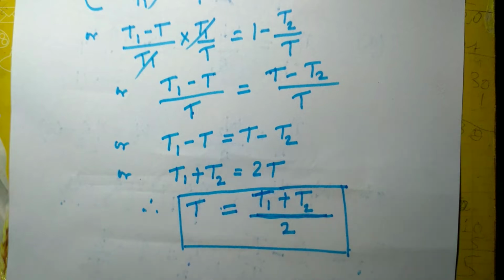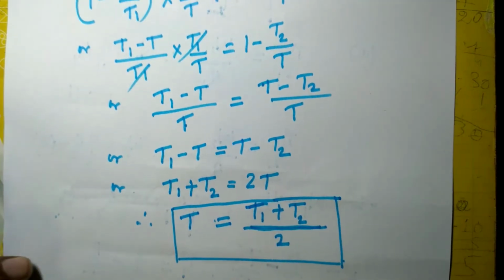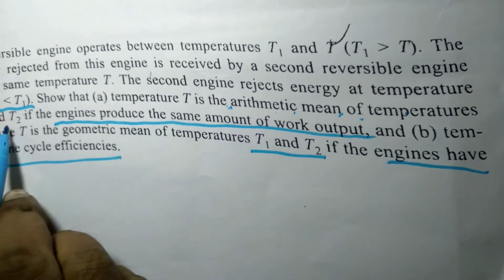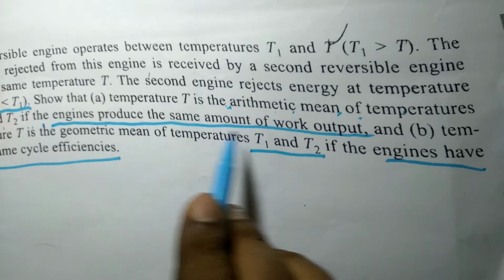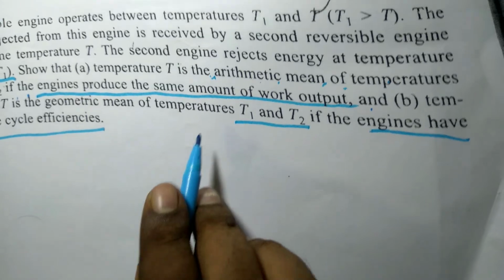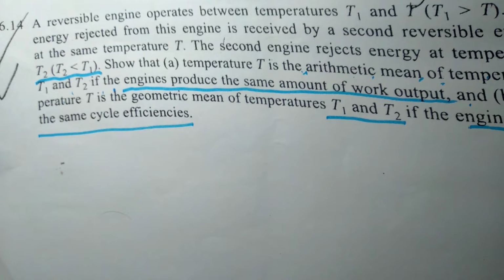So when the work outputs of two reversible heat engines in series are the same, we can prove that the intermediate temperature is the arithmetic mean of the two temperatures T1 and T2 only. So the next bit: in the first bit A, temperature T is the arithmetic mean of temperatures T1 and T2 if the engines produce the same amount of work output, that we proved. And the second bit is, temperature T is the geometric mean of temperatures T1 and T2 if the engines have the same cycle efficiency.